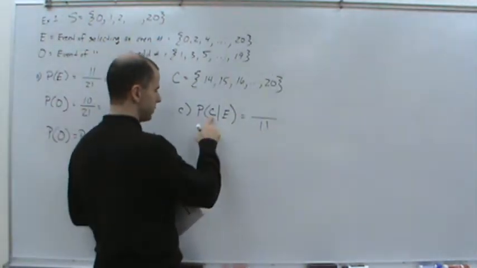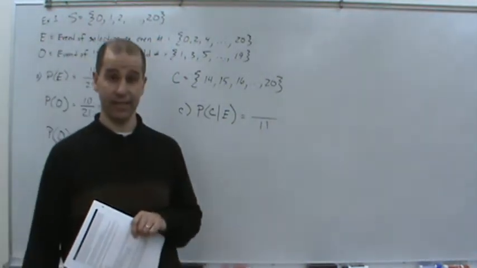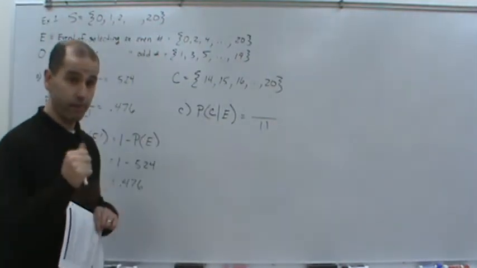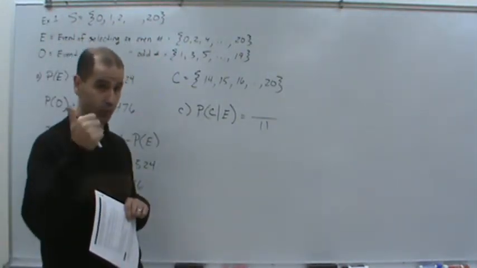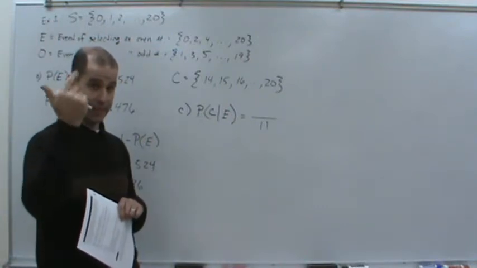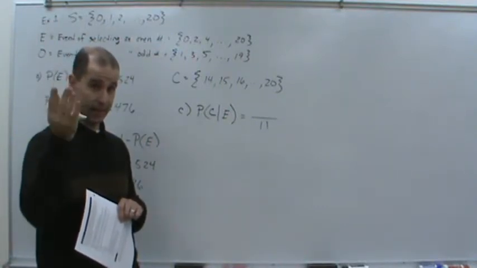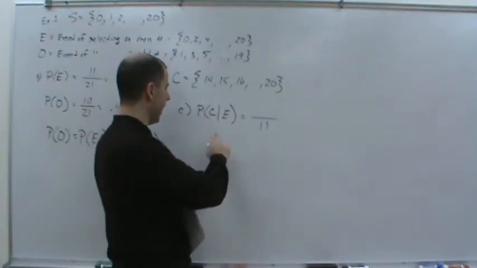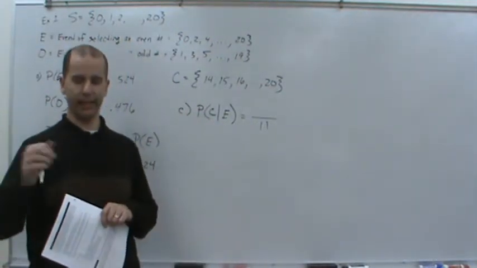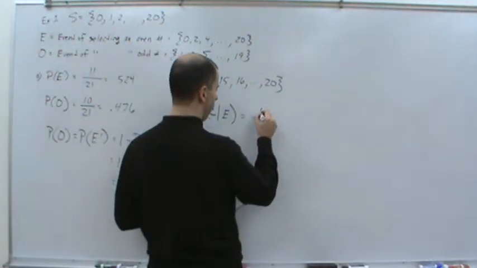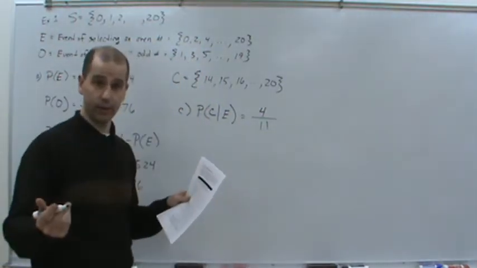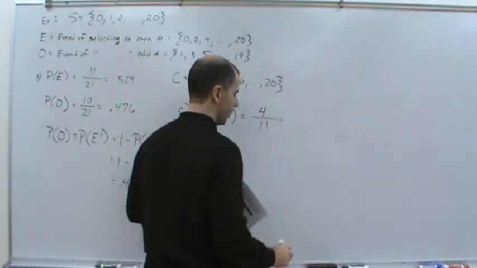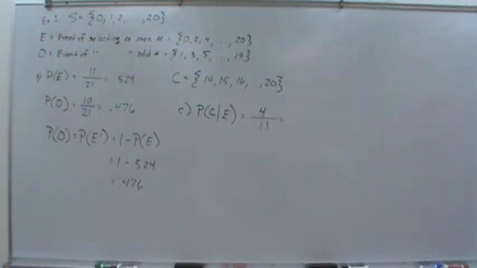Out of the 11 in our sample space, how many are bigger than 13? Well, we've got 14, right? So we're only talking about even numbers. So we got 14, 16, 18, and 20. Of the even numbers, how many are bigger than 13? So we got those 4 numbers. So 4 out of 11. That's our answer. So in other words, it's going to be 0.364.